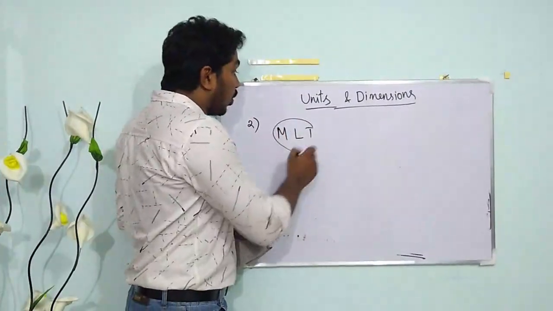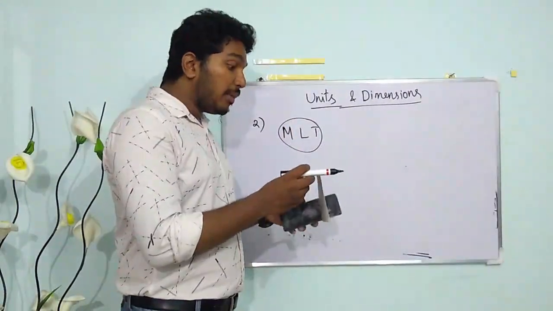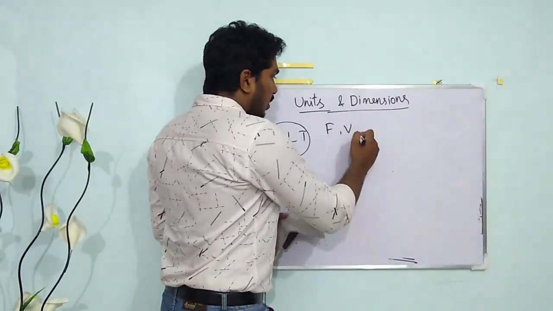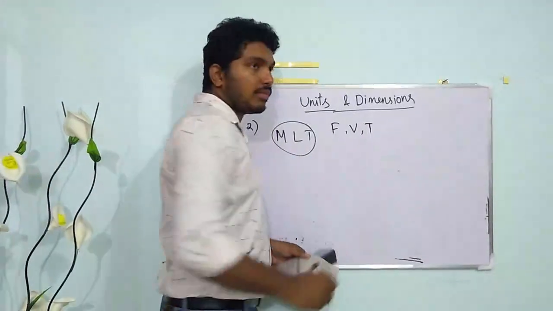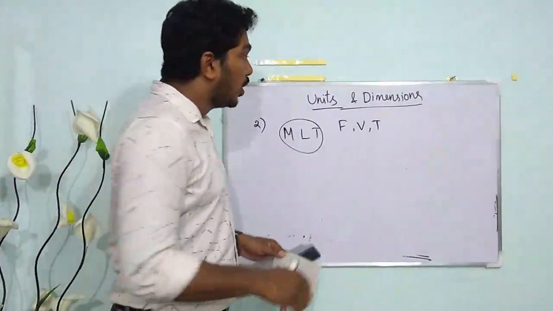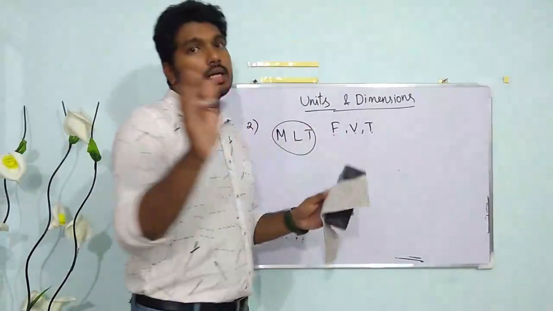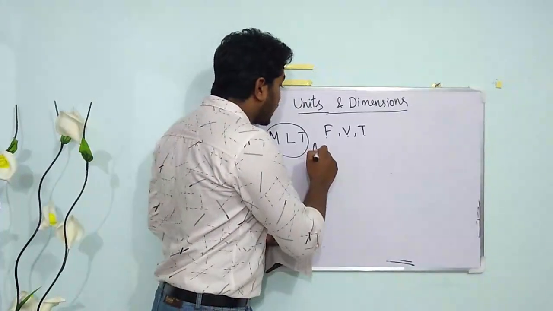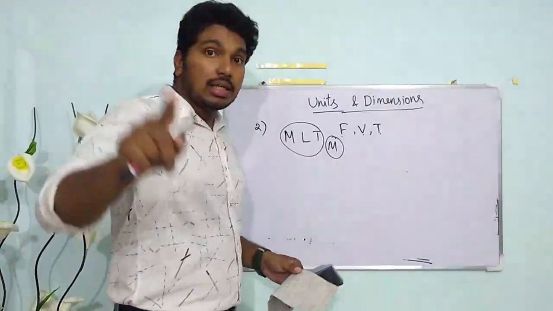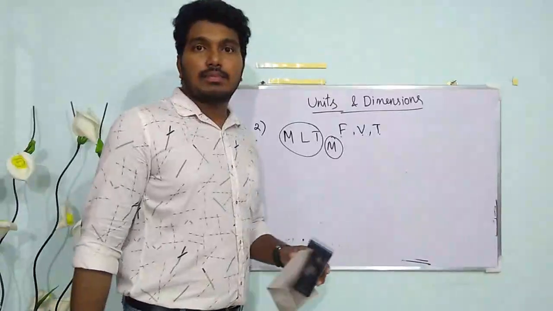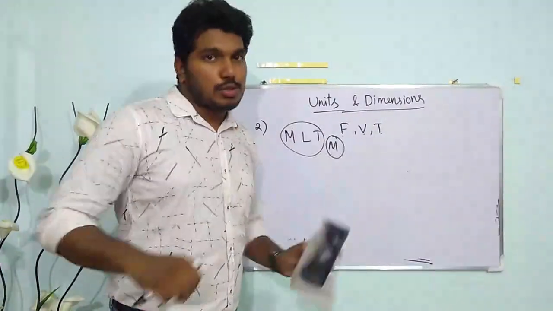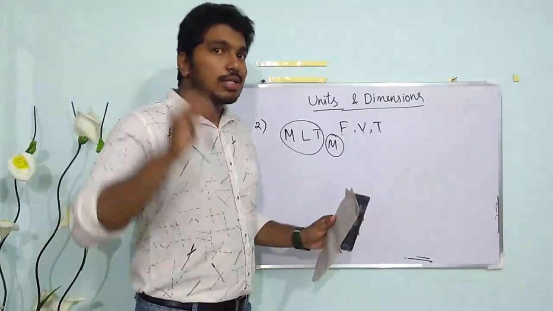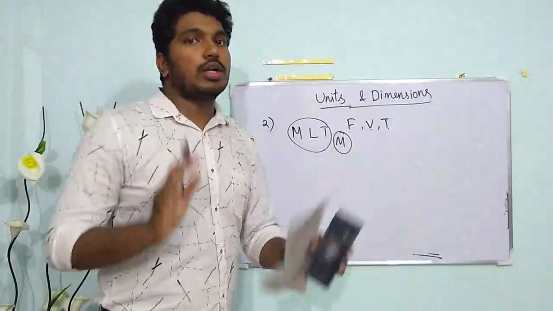But in the question it is told that the fundamental quantities are force, then velocity, then time. Three fundamental quantities are given to you: one is force, the other is velocity, the other is time. So how do you solve this question? We are supposed to find out the dimensional formula for mass in terms of F, V and T. There are actually two methods to solve this: one, the basic and general method, and two, a shortcut method. I'll show you both and you can decide which one you want to use.